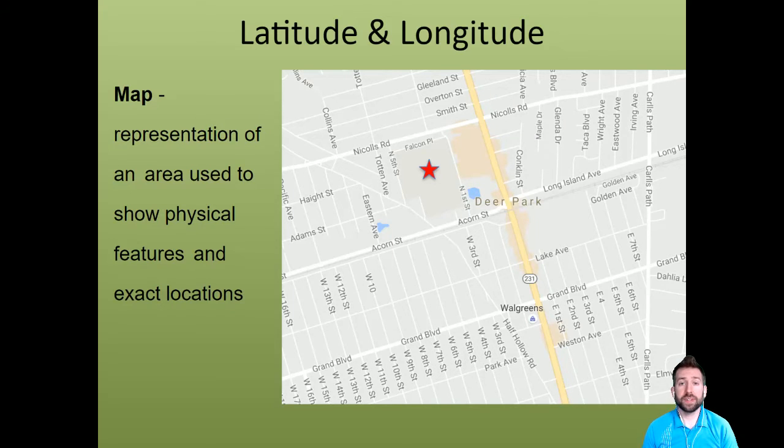So first off, this is mapping the Earth. That is the name of this unit, and so we need to talk about maps, right? Representations of an area used to show physical features and exact locations. So for example, that red star is the exact location of the high school. And we are going to be using maps a lot to discuss latitude and longitude, as well as get into the landscape features, which will come in the second part of mapping the Earth.